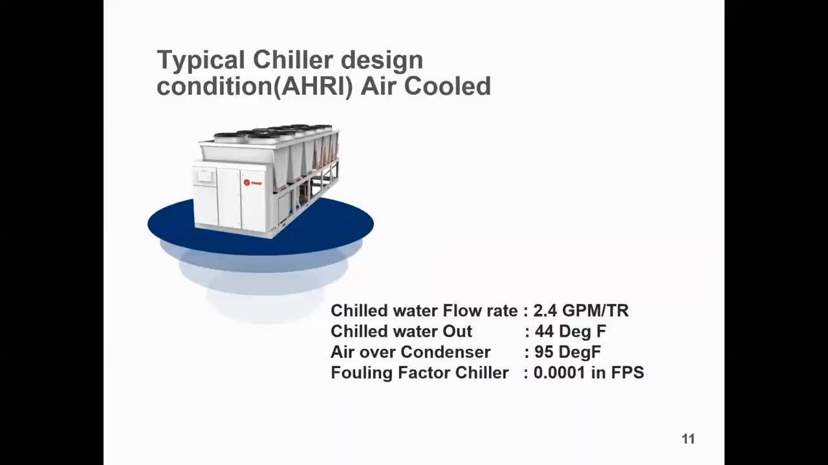If we take air cooled, similarly your condenser circuit gets eliminated, so it directly exchanges the heat. So this is the typical HRI condition for selection of an air cooled chiller. Same 2.4 GPM and 44 degree Fahrenheit chill water out, whereas the air over condenser, which is an ambient temperature actually, which we call the air over condenser temperature, is to be considered at 95 degree Fahrenheit, and your fouling factor remains the same as you have seen for the water cooled, for the chill water side.